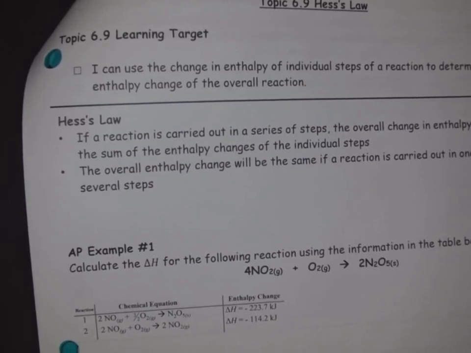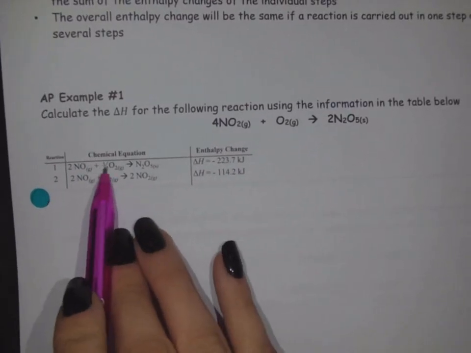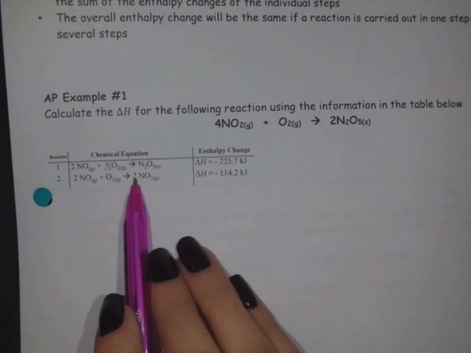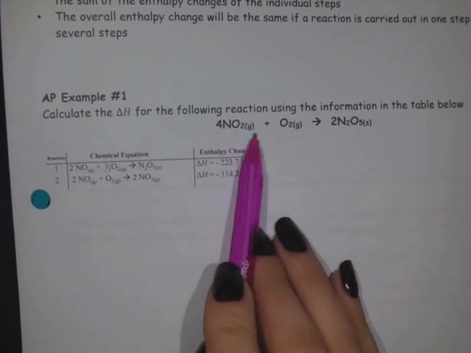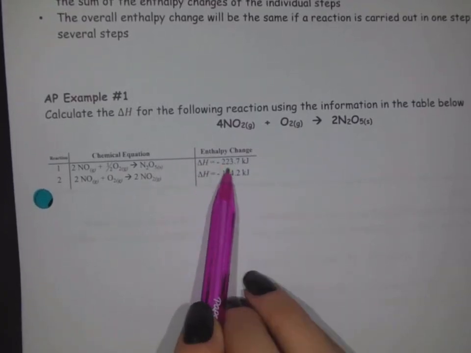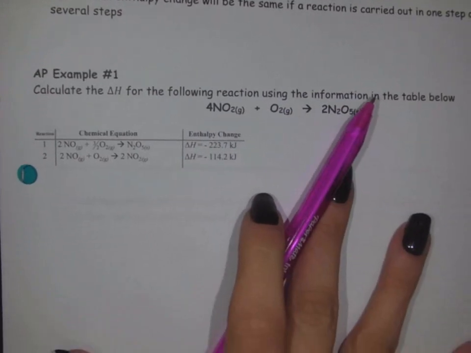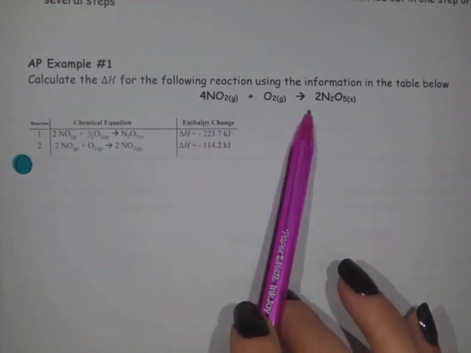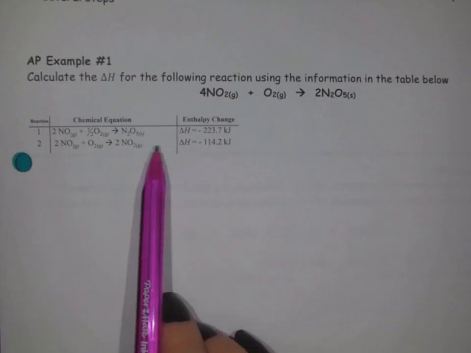Here's the idea. We can take chemical reactions and their change in enthalpy, and we can combine these in different ways to find a new reaction. We'll also be able to combine the delta H's in a certain way to figure out what the delta H is for this reaction. So if I have an overall reaction like this one that I want to figure out the delta H for, and then I'm given this table here.